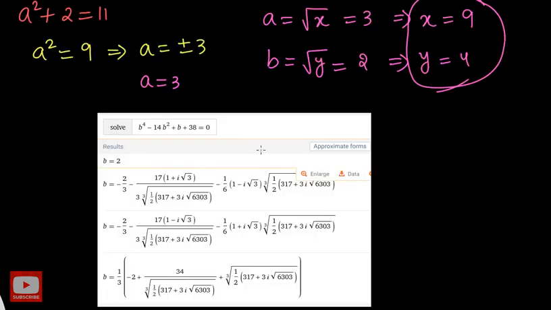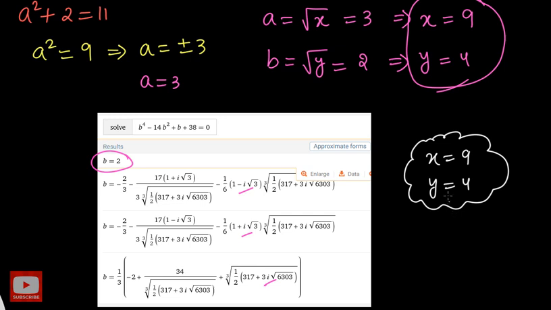So as you can see, I have solved this equation using the Wolfram Alpha website. And yes, b is equal to 2 is the only real solution. In every other solution, you have a complex number, isn't it? i is there, so all are complex solutions. We are interested in only real solutions. So we can finally conclude that x equal to 9 and y equal to 4 are the only solutions for those two systems of equations.